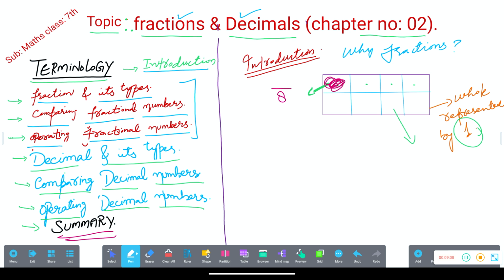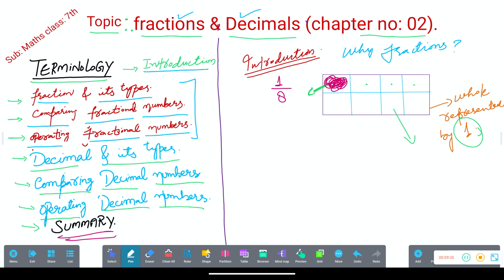Now suppose out of 8 parts, I am talking about a single part. How much is this part out of the whole? Since the whole has been divided into 8 parts, I have put that below the bar. Now, the number of parts that you are taking into consideration, here I am taking a single part, so you write that at the top of the bar. So it becomes 1 by 8.